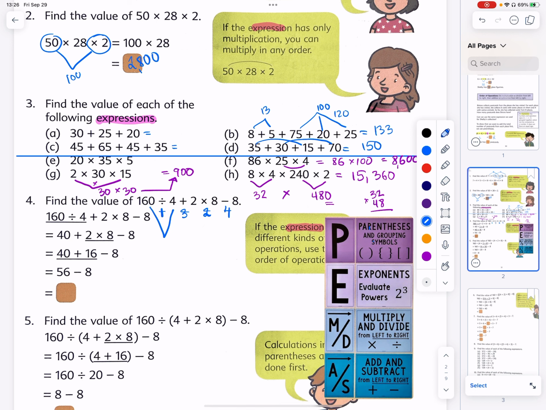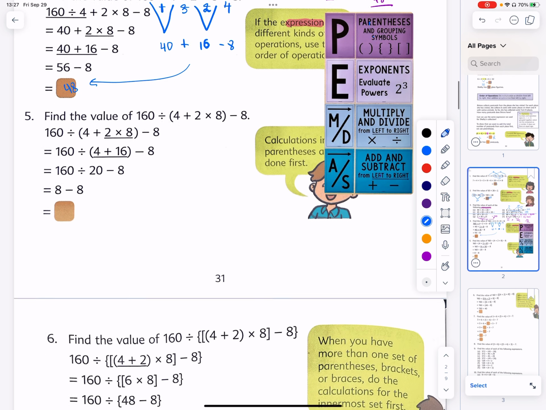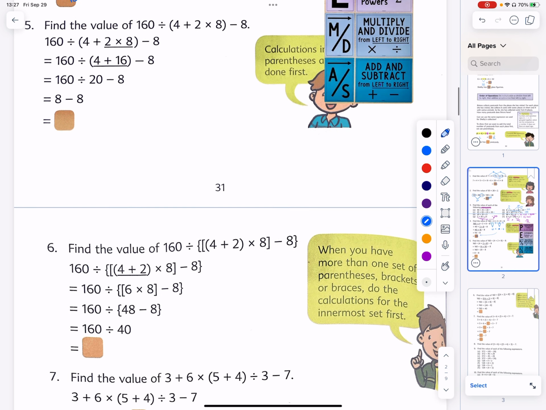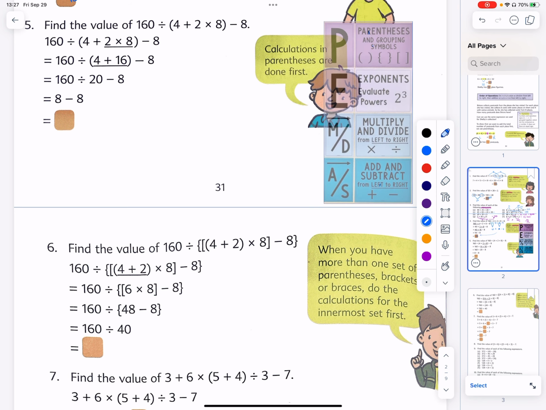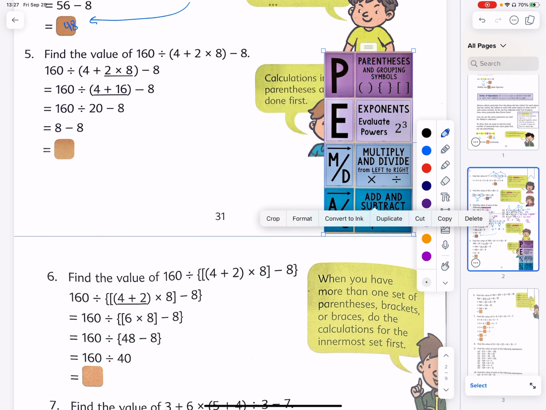So 160 divided by 4 gives us beautiful 40 plus 2 times 8. No, 2 times 8 gives you 16, which of course we knew that. So we have 56 minus 8, and the answer is 48. Let's move down to number 5. We will do many examples together, and then I will give you an opportunity to solve some of them independently by pausing this video. So let's take a look at number 5.